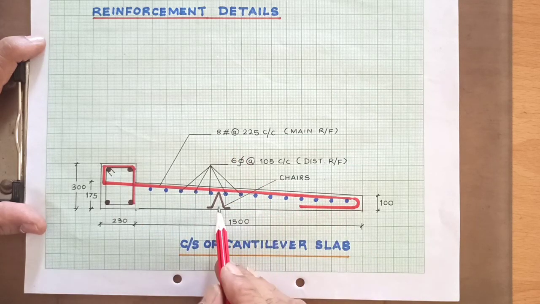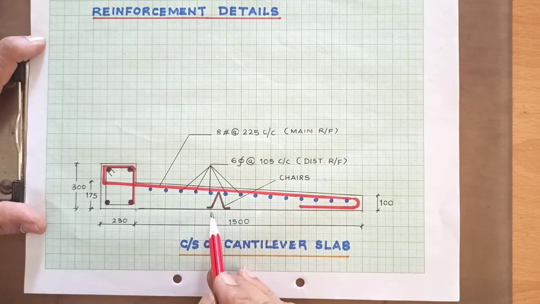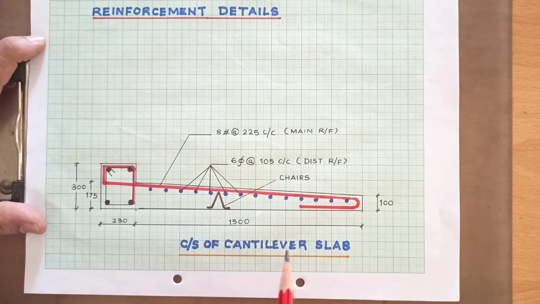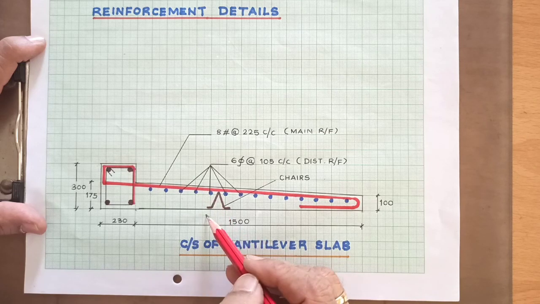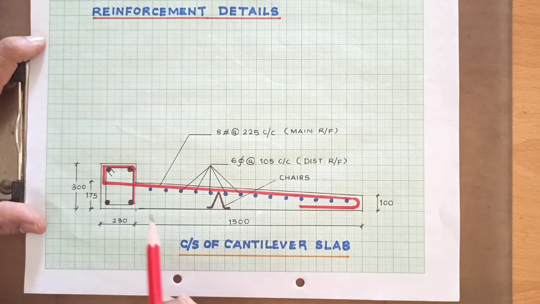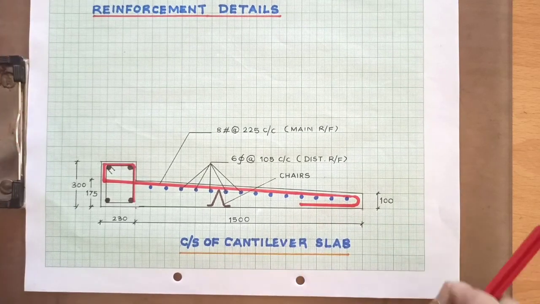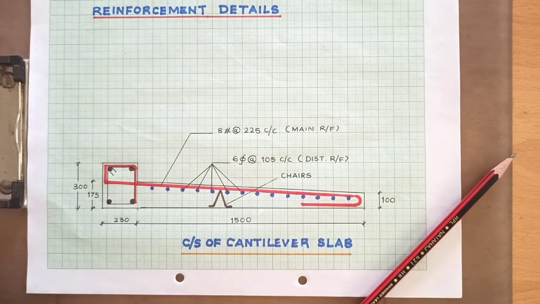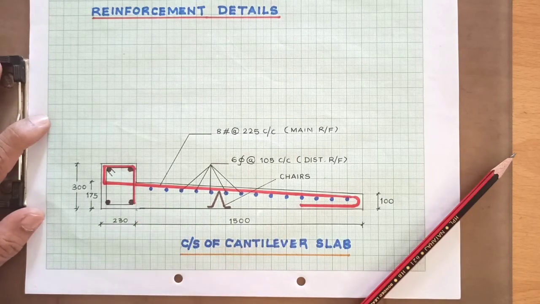Okay, so these things are known as chairs. Chairs are provided which are made up of wastage steel bars. They are provided so as to avoid the bars at top coming to the bottom. When the workers walk over it, it may happen that this bar comes down and the purpose will not be served because the main steel must be at the top. Okay, so this is how we can design a cantilever slab. So this is the whole step-by-step procedure.